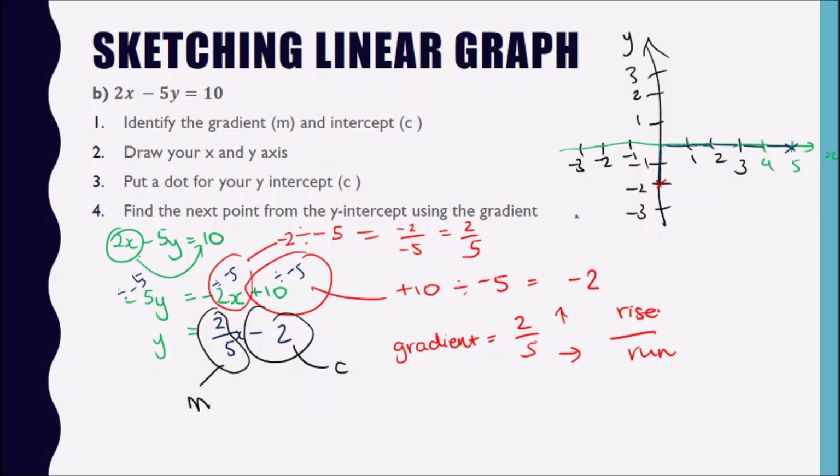That's about there. So my line would look like that. And it would be y equals 2/5x minus 2. And that would be your graph with a ruler.